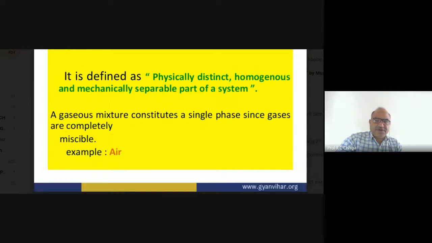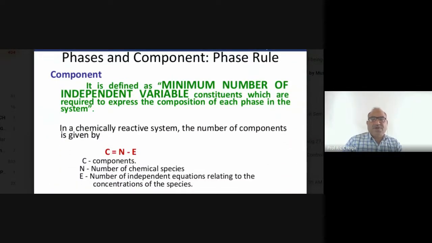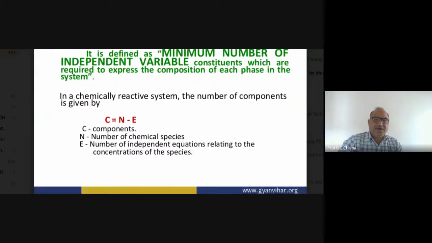Next, after the phase, we have to see the number of components. In this particular case, it is defined as the minimum number of independent constituents which are required to express the composition of each phase in the system. In a chemically reactive system, the number of components is given by C equals N minus E. C itself is the number of components, N is the number of chemical species, and E is the number of independent equations relating the concentrations of the species.